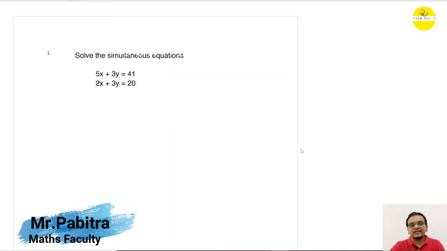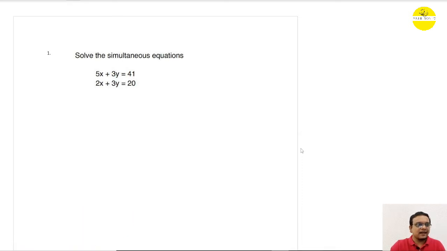Today we are going to discuss how to solve simultaneous equations using the elimination method. So let's start. On the screen you can see that I have this question: 5x plus 3y is equal to 41 and 2x plus 3y is equal to 20. Here we have two equations and we have to find out the value of x and y. That means we have to solve these two equations so that we will have values of x and y. And yes, I am going to use the elimination method.